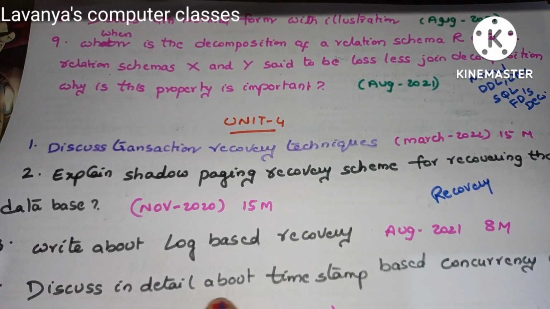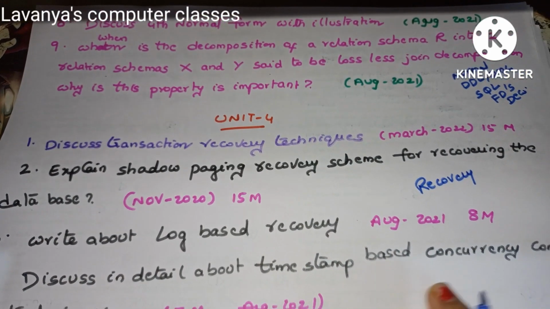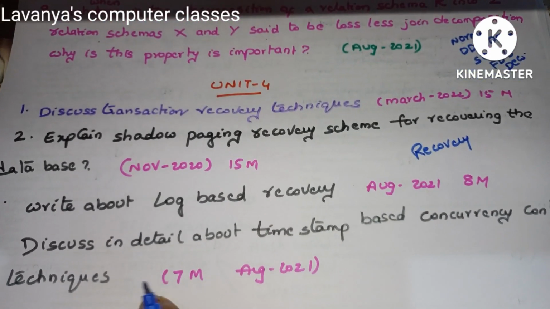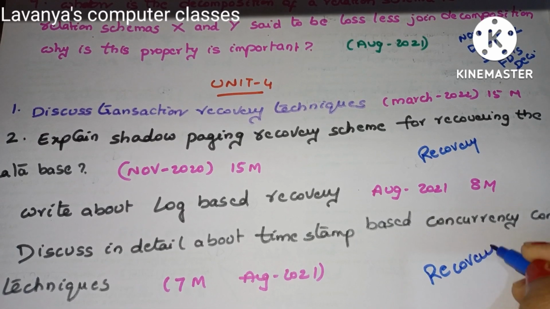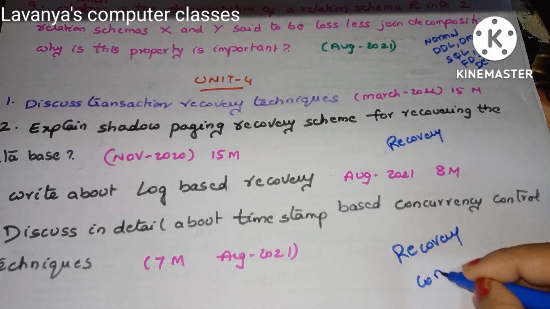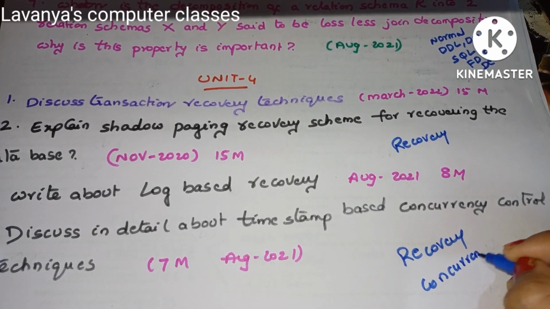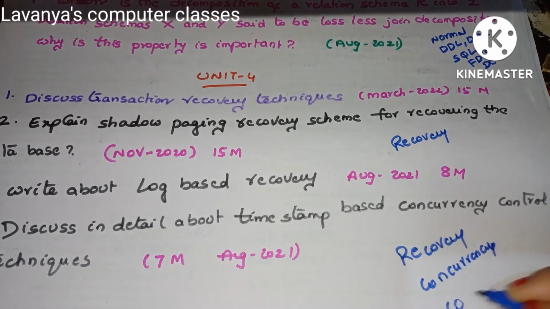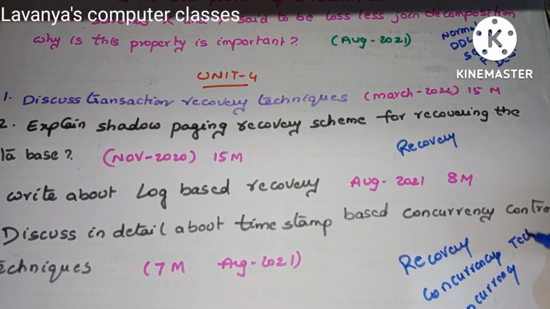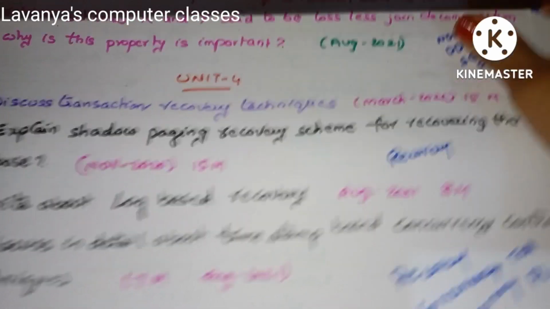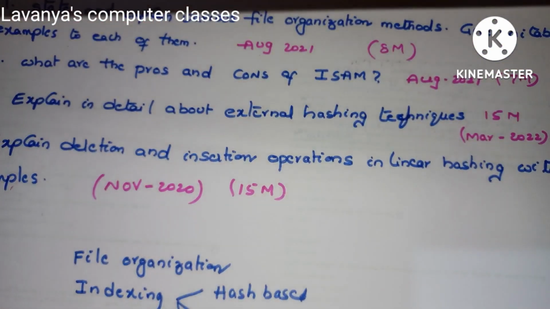Next one is discuss in detail about timestamp based concurrency control techniques. So in this, recovery techniques are important. Next one is concurrency control techniques, concurrency control techniques and concurrency problems. These are the techniques and these are the problems. If we study these, we can easily attempt unit 4 questions.